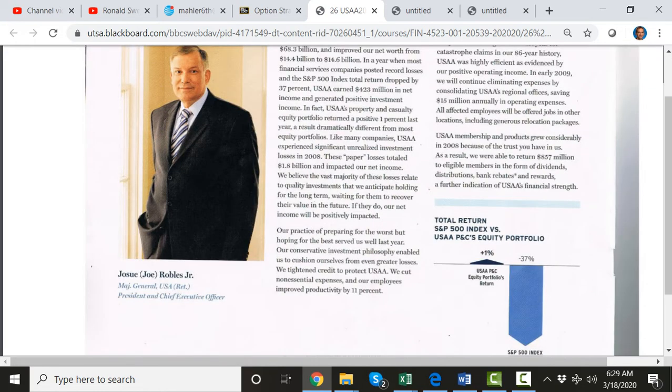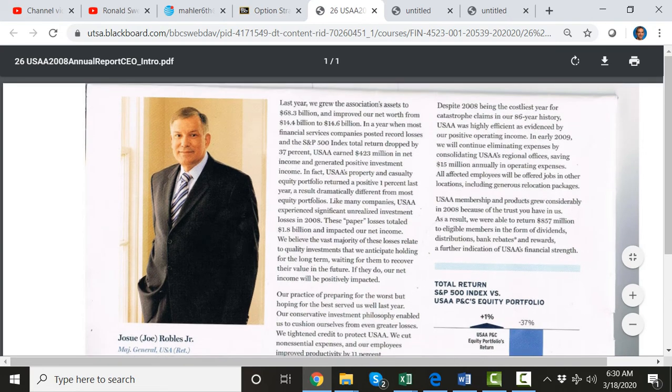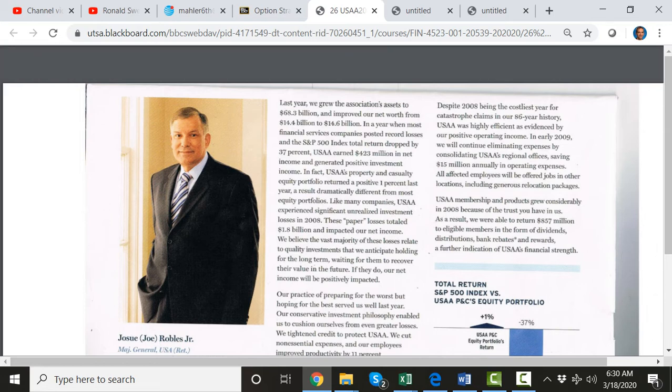You can see Joe Robles, the CEO of USAA, highlighted that in his letter to the USAA owners, and actually put a chart of my portfolio in his opening letter to the membership of USAA. He showed that our portfolio was up 1%. I managed the USAA P&C stock portfolio up 1% when the stock market was down 37%. He even emphasized in his letter, USAA's P&C equity portfolio returned a positive 1% last year, a result dramatically different from most equity portfolios.